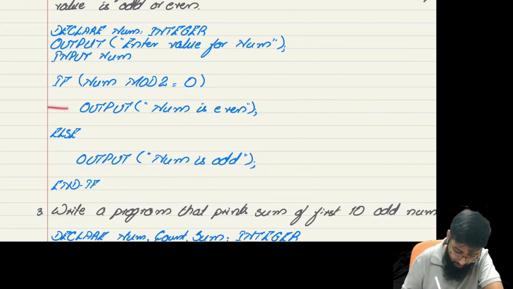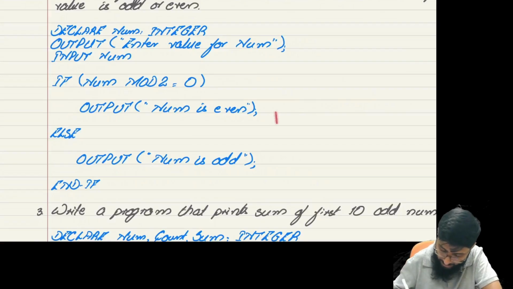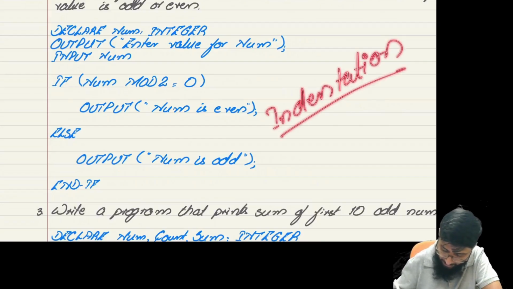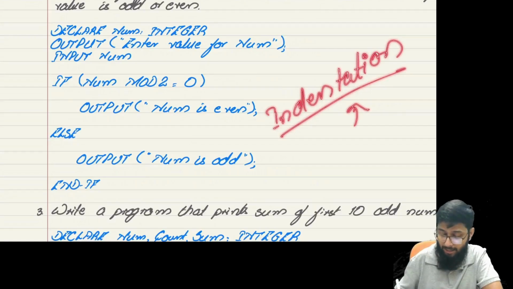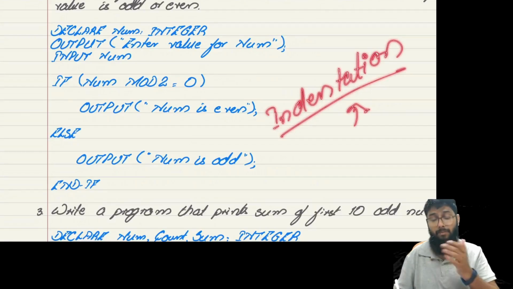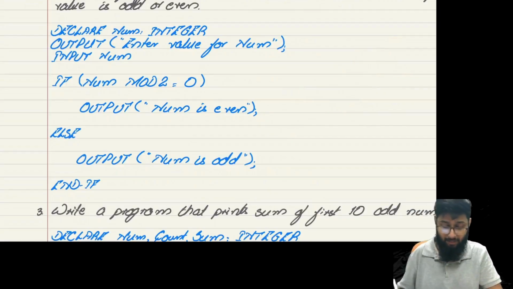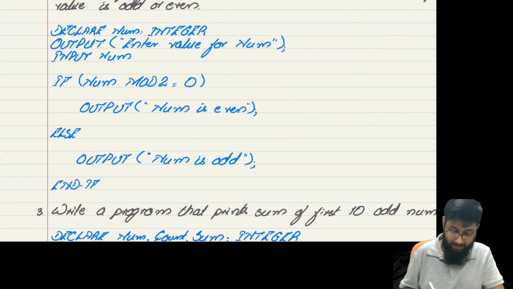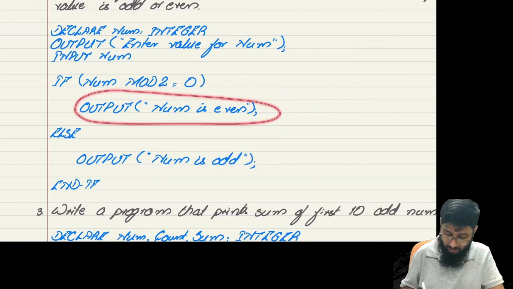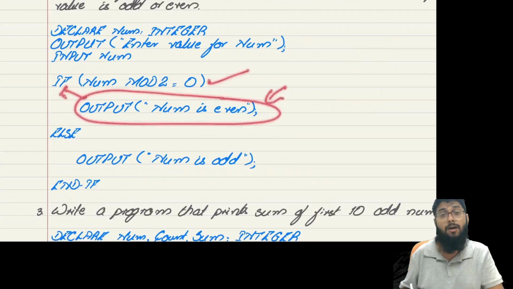Now why have I moved it ahead? This is known as indentation. What do I mean by indentation? Indentation means that you let the examiner, the programmer, or the IDE know that this output statement is dependent on this if condition. If this if condition is fulfilled, only in this case will the output statement execute. If this condition is not fulfilled, it is not going to execute or print out.